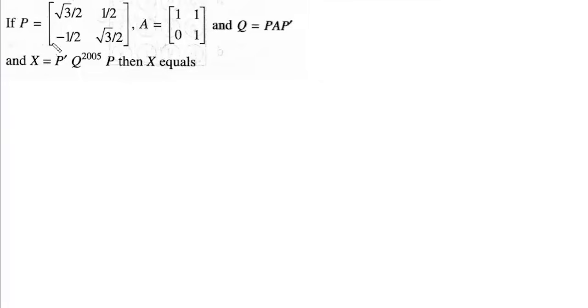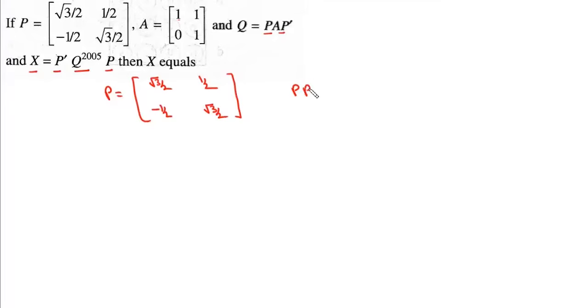Now here the question is, we are given this matrix P, which is root 3 by 2, 1 by 2, minus 1 by 2 and root 3 by 2, and this A is 1 1 0 1, and this Q is P A P dash. We need to find X, which is P dash Q to the power 2005 into P.